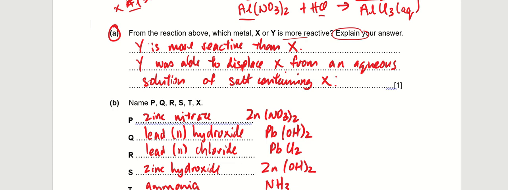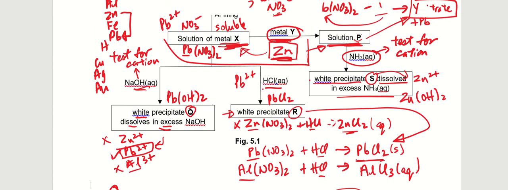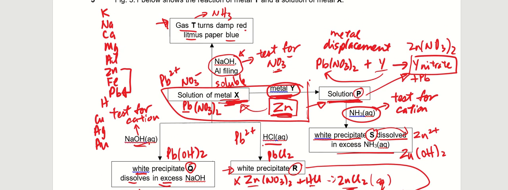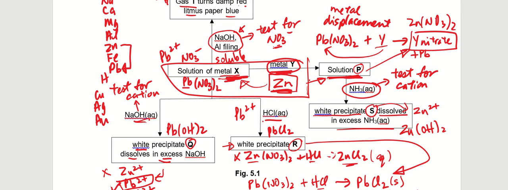Okay, now as you can see from this question, we not only have to deal with test for cation and anion and test for gases. This particular question also weaves in the concept of metal displacement in a QA flowchart type question.